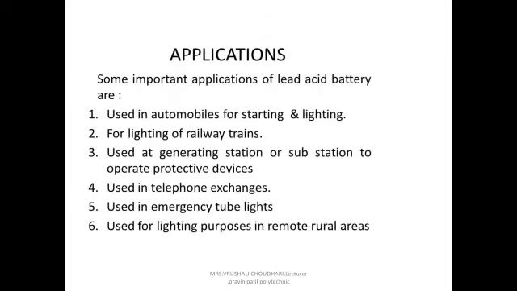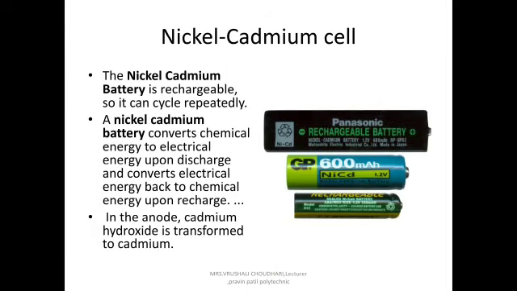Applications of lead acid battery. It is used in automobiles for starting and lighting. For lighting of railway trains, it is used at a generating station or substation to operate protective devices, used in telephone exchanges, used as emergency tube lights, used for lighting purposes in remote rural areas.